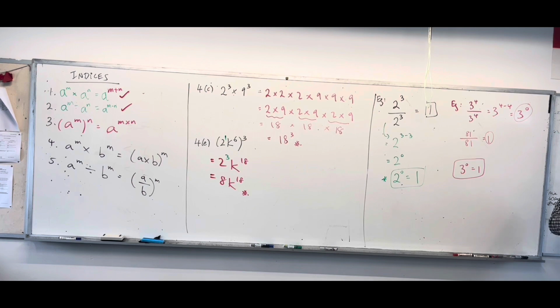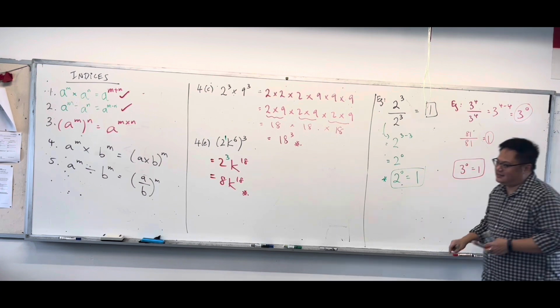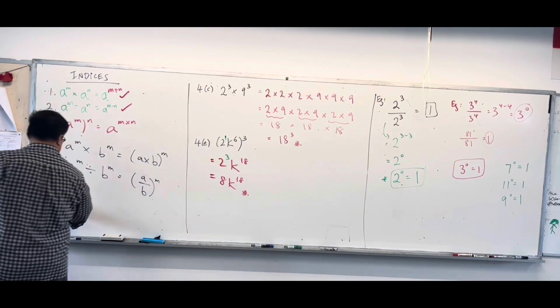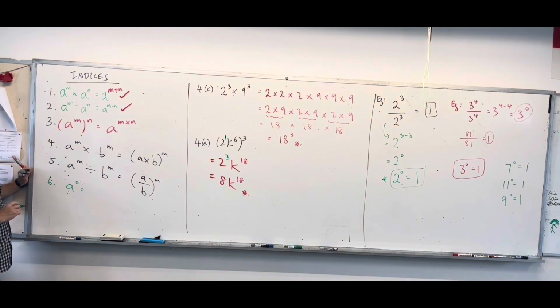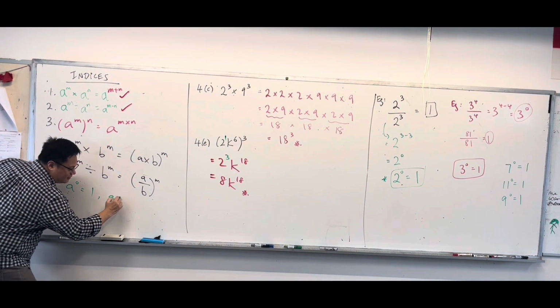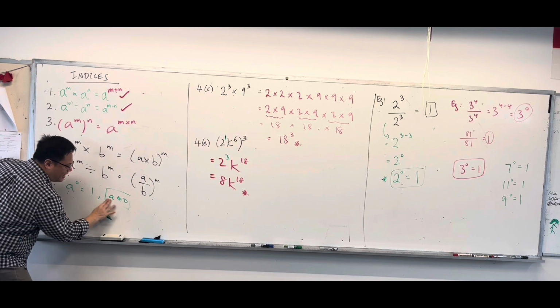Okay. Without me giving you a next example, what if I ask you, girls, make an intellectual guess. What is 7 to the power of 0 equal to? 1. What is 11 to the power of 0 equal to? 9 to the power of 0? 1. Okay, so what is the next law? Guess. The next law, the sixth law, is the zero index law. A to the power of 0 is equal to 1, where A cannot be equal to 0. Okay, A cannot be equal to 0.